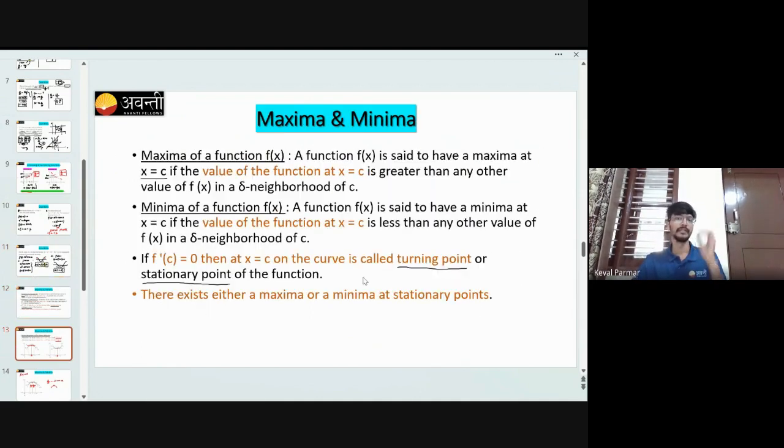Next, we saw maxima and minima. What is maxima and what is minima? I hope you got it. Maxima means the point will be on top in its neighborhood. Neighborhood means on the left and on the right of that point. Minima means that point will be the bottommost in the neighborhood. Right? What are stationary points? The points where f dash of c equals 0. And there will be either a maxima or minima at a stationary point.